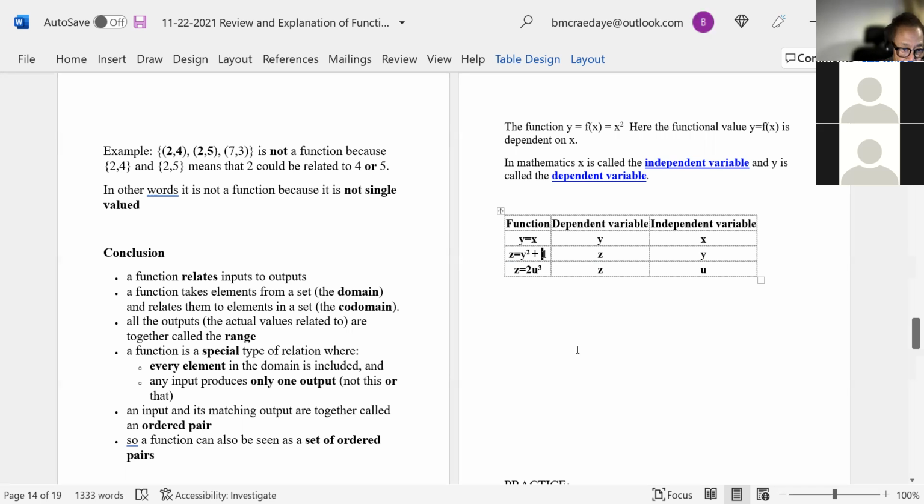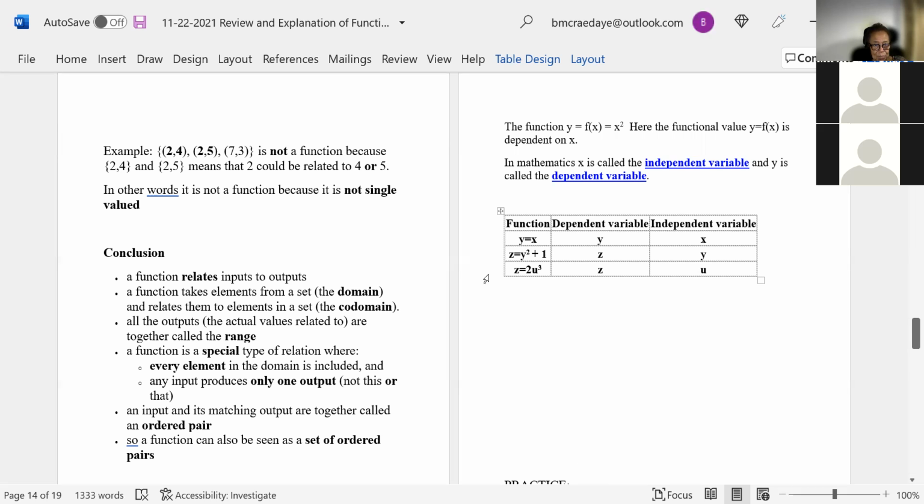If you know the value of u, you can calculate the function. Say u is 2: 2 times 2 times 2 is what? 2 times 2 is 4, 4 times 2 is 8, and 8 times 2 is 16. So that would be 16 as your z. So you can plug in values for your independent variable and calculate the value of your function.